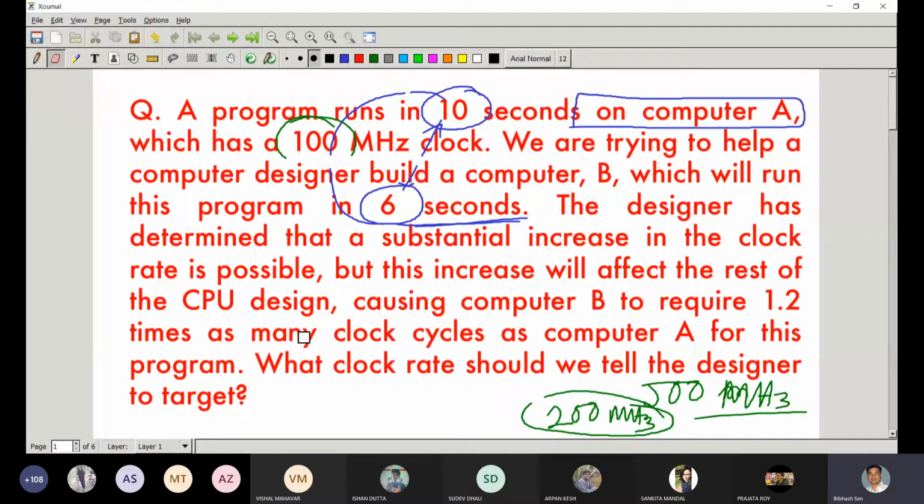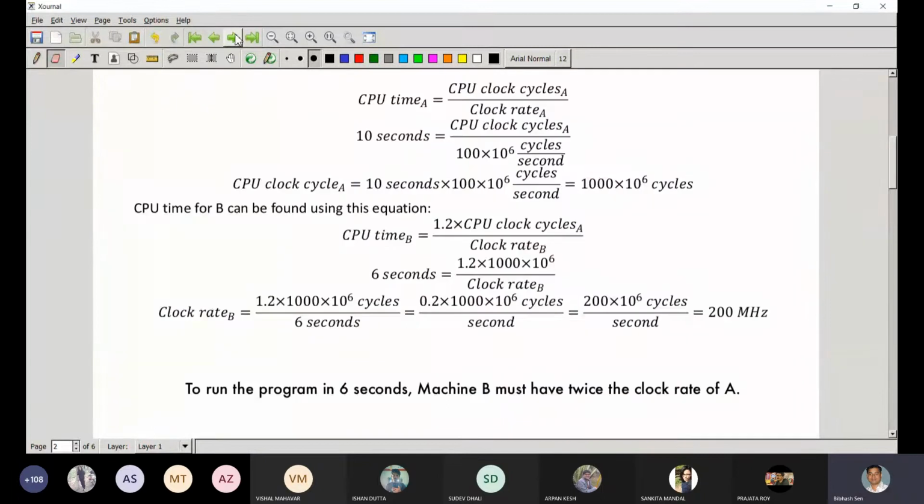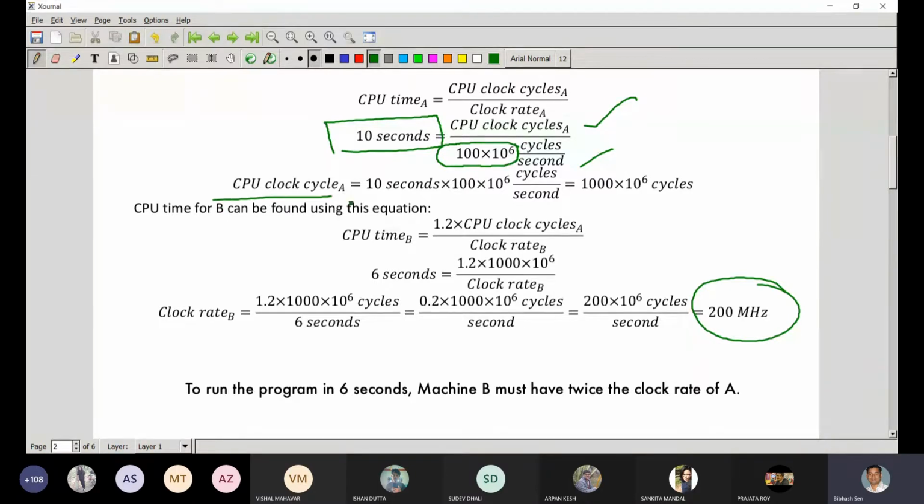Let's see how to solve it. The solution is like this. The CPU time is clock cycles by the clock rate. Due to time consumption, I have written the solution here. The answer is 200 megahertz. The CPU time is given as 10 seconds. The clock rate was in gigahertz and megahertz, so it is converted to hertz. Cycles per second is 100 million, already mentioned. So the clock cycles for CPU A are computed in this way.